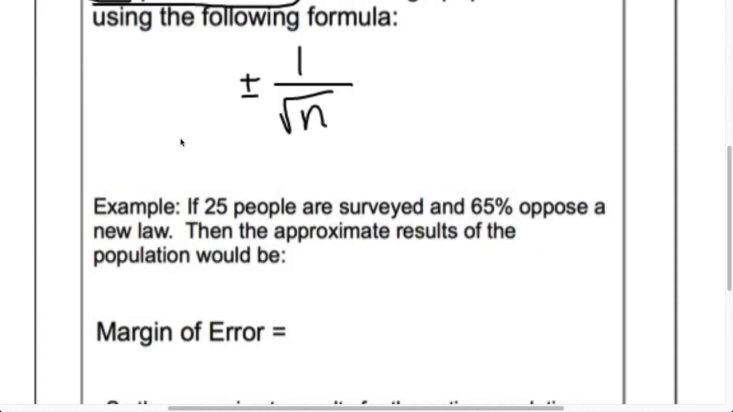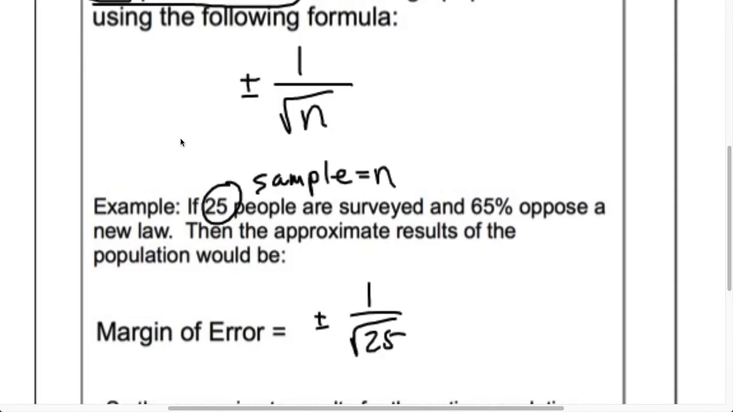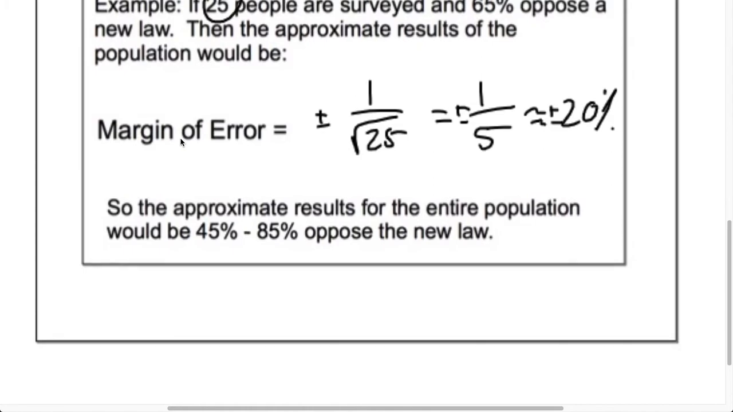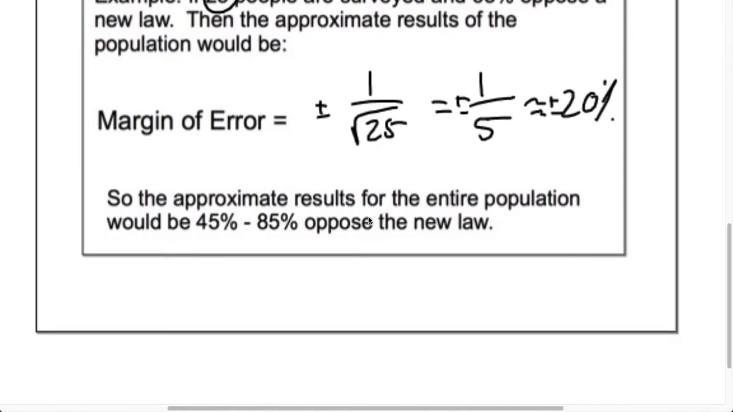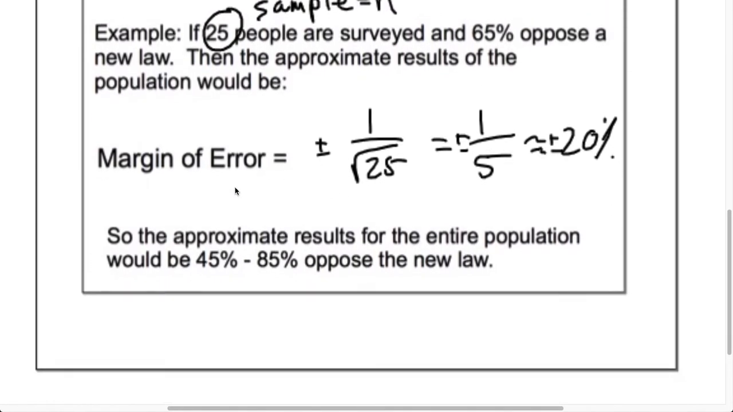And so if 25 people were surveyed, this is the sample in this case. So again, that is n. So I'd take plus or minus 1 over the square root of 25, which is 1 over 5, which is going to translate to plus or minus 20% of the population. And so the approximate results that we could actually say are 45 to 85%, which isn't a very good range.